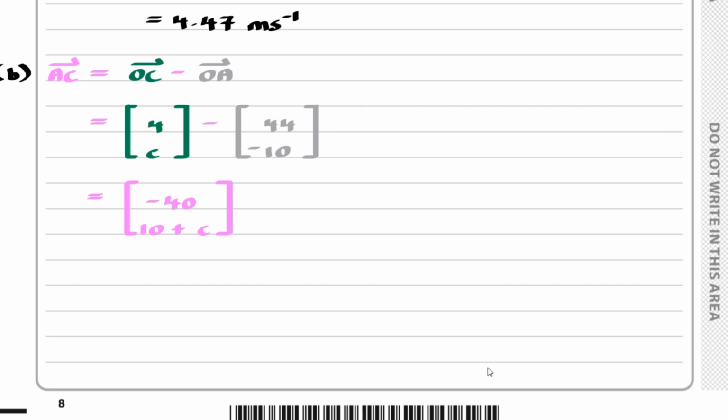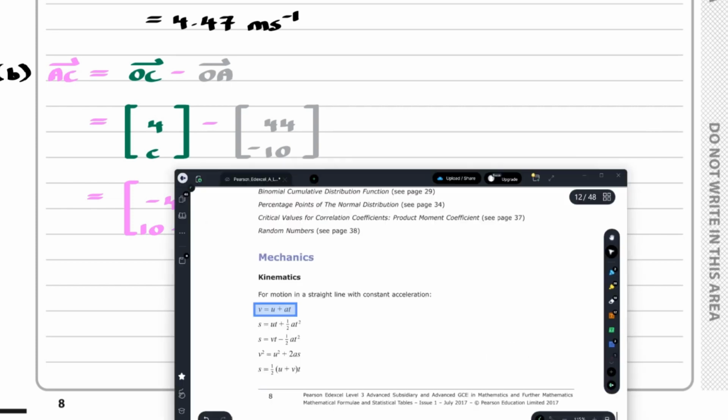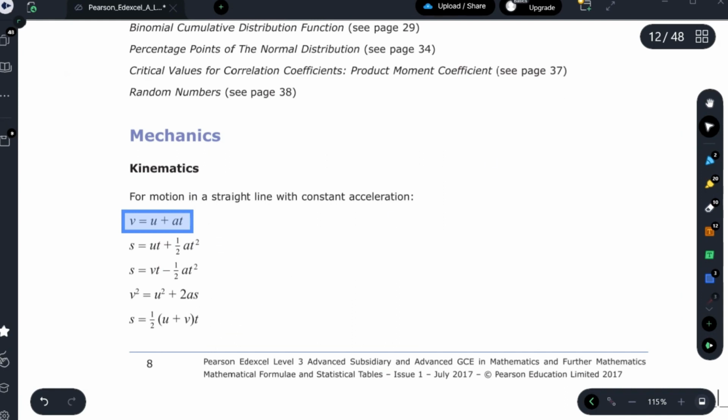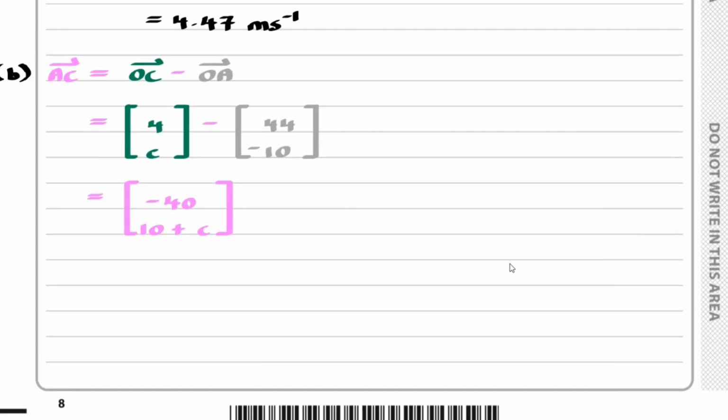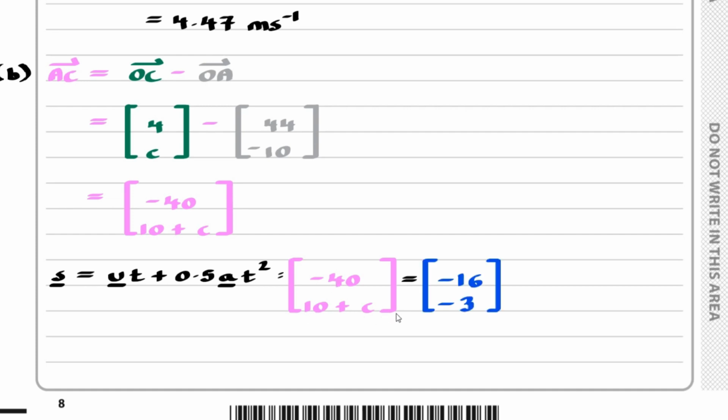As this is our position vector, what we are required to do in this question, again, because we have constant acceleration, is use the SUVAT equations. We will be using s equals ut plus a half at squared. So, using s equals ut plus a half at squared, we have s, which is (-40, 10 + c), equaling u, which is (-16, -3), multiplied by t, plus a half multiplied by a, which is (2.4, 1), multiplied by t squared.